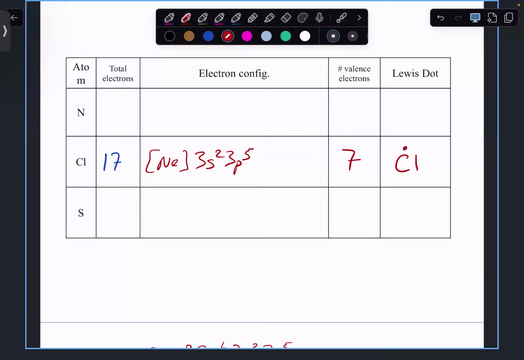And we typically draw them in one at a time, almost like a Hund's rule type thing. We're only going to start pairing them when we need to. So there's 4, 5, 6, 7. That would be the Lewis dot structure of chlorine.